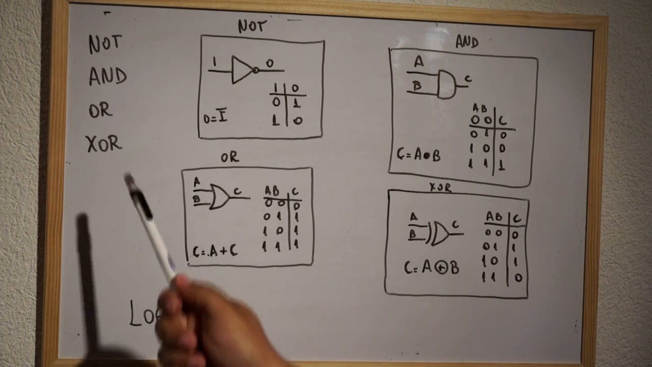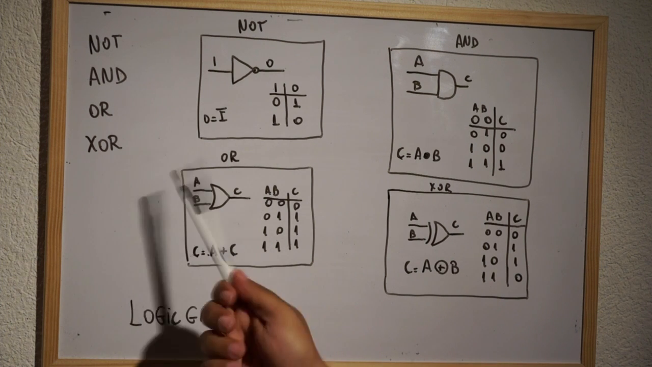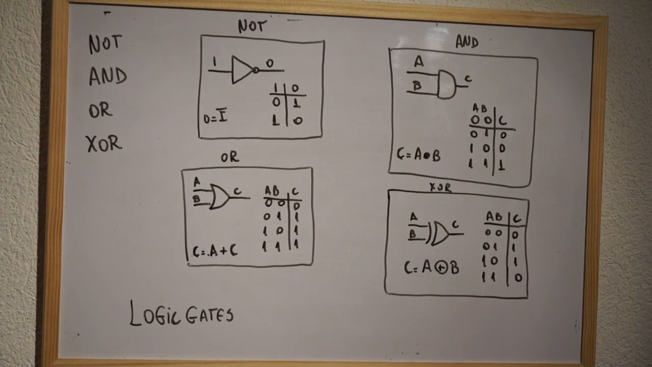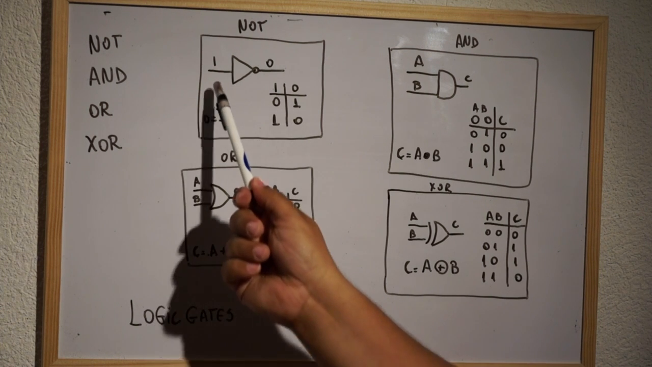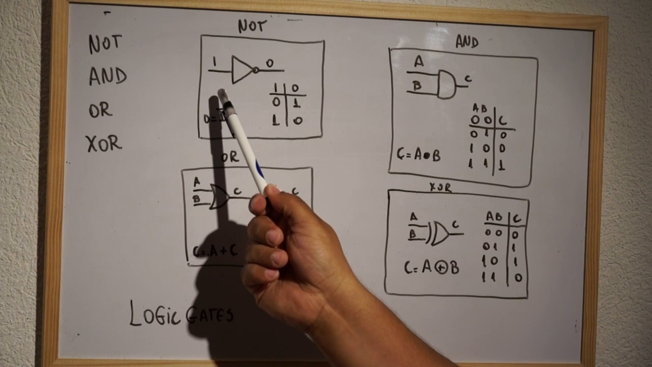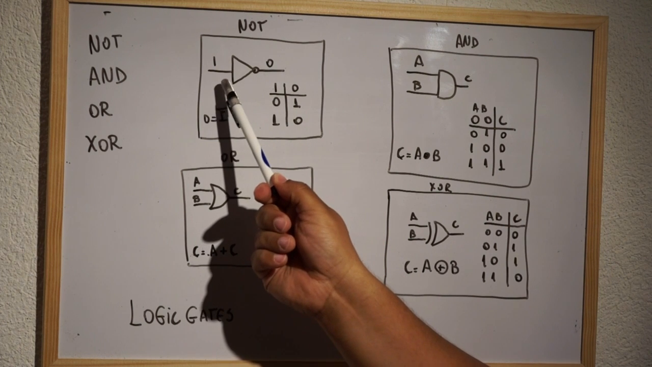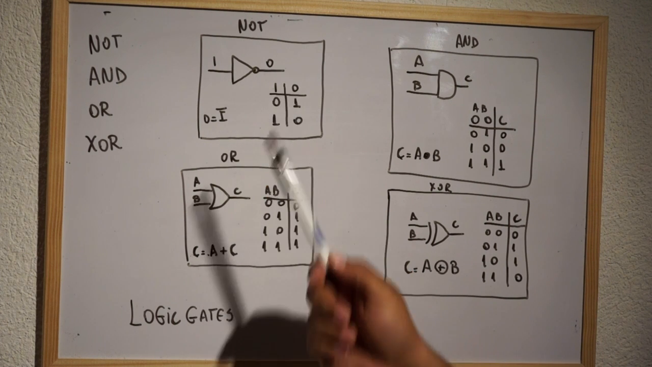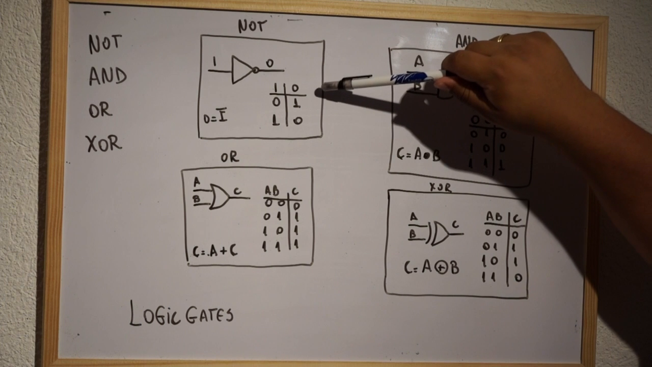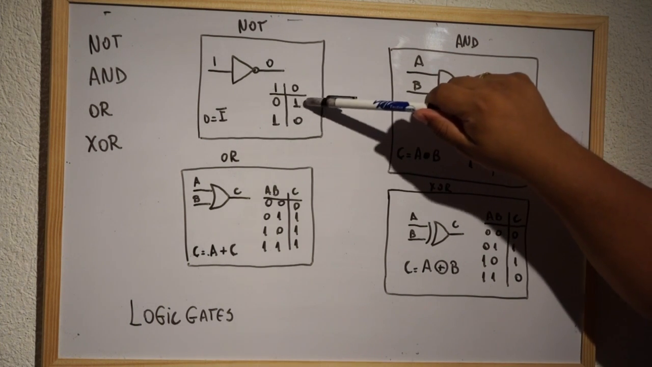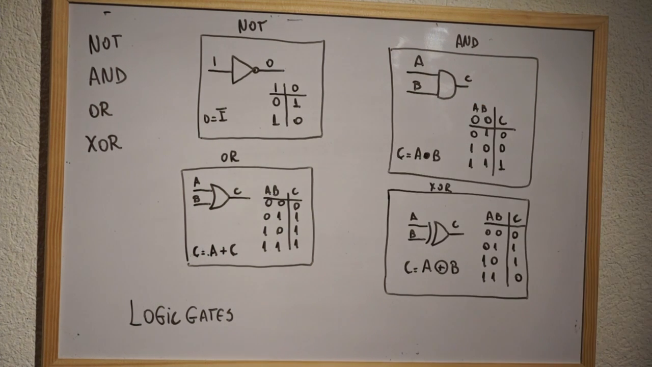We have basically four more important logical functions: the NOT, AND, OR, and XOR. Let's talk a little bit about each one of them. The NOT gate is simply a gate that inverts the input. For instance, if the input is 1, the output will be 0. If the input is 0, the output will be 1. Here you can see this in our truth table. If E is 0, the output is 1. If E is 1, the output will be 0.